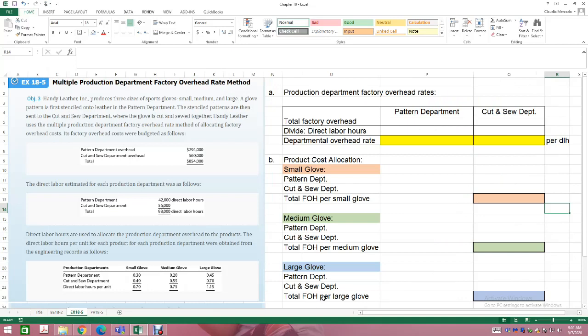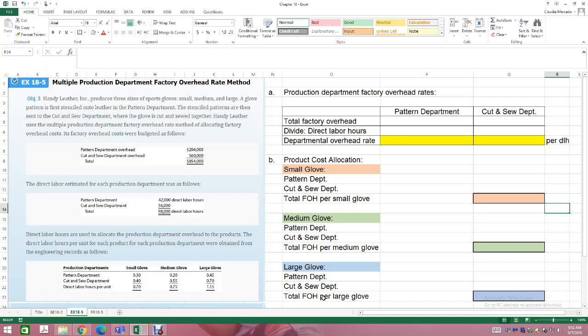The second problem that we're going to work on is an exercise. This is exercise 18.5. And it is very long. Sometimes students become intimidated by the length of the problem, all of the information presented, that they give up before even starting. Yes, there are long problems, but they're not complicated. It's just a matter of understanding what is being asked and organizing your problem accordingly. So this problem deals with multiple production department factory overhead rate methods.